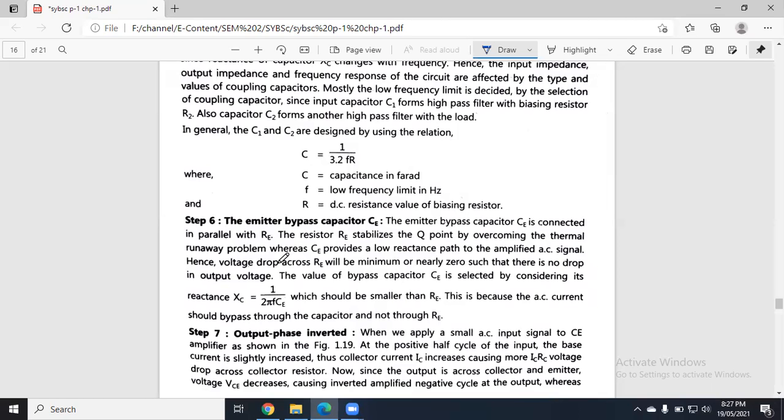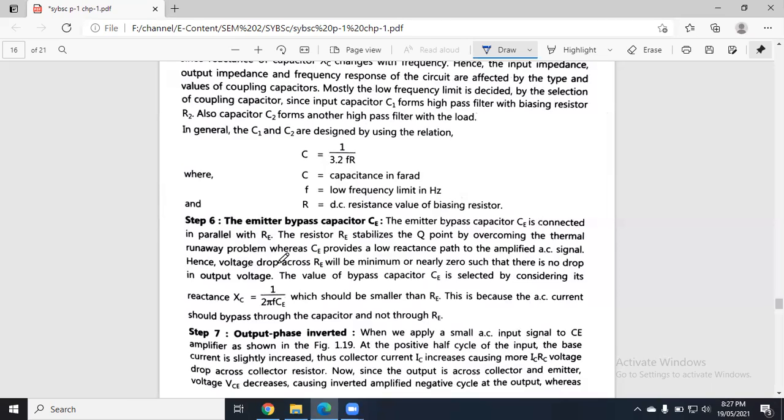If we didn't use the emitter bypass capacitor, what will happen? There will be some drop across resistance RE. If there is some voltage drop, then at the output we are not going to get a sufficient or full amount of output. Why? Because some voltage is already dropped across resistor RE. But if we connect CE in parallel with RE, the bypass or emitter capacitor will provide a low reactance path. As it is providing a low reactance path, there will be no voltage drop and we will get maximum output.